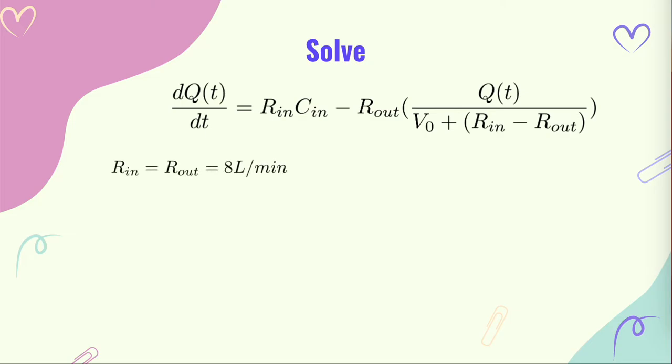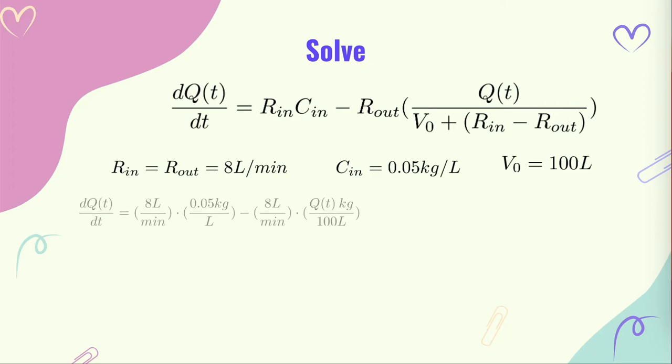We know that the rate at which our substance comes in and the rate at which it leaves are proportional to one another, and they're equal to 8 liters per minute. We know that the concentration of the substance coming into the tank is 0.05 kilograms per liter, and that we have an initial volume of 100 liters. And so if we plug this all in here, we're going to get 8 liters per minute multiplied by 0.05 kilograms per liter. And you can see how the units are going to cancel there.